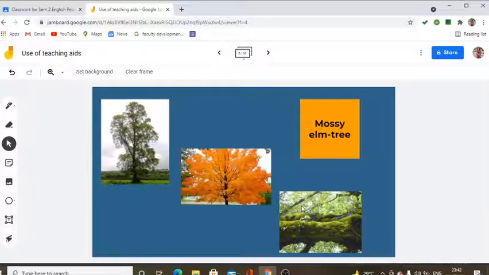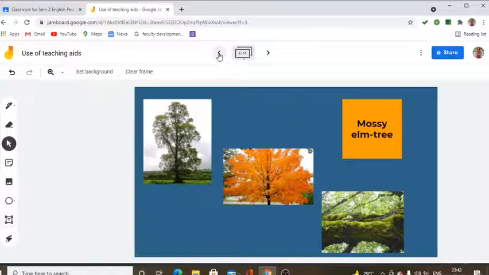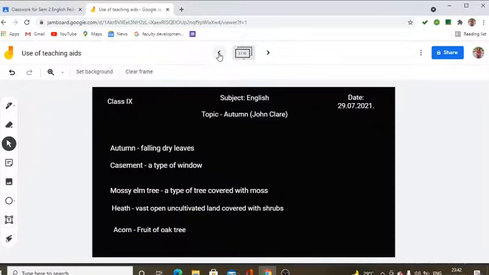So now the teacher writes on the board mossy elm tree and its meaning. Now we come to the next component, creates interest and thinking.